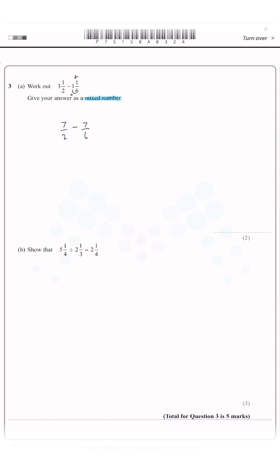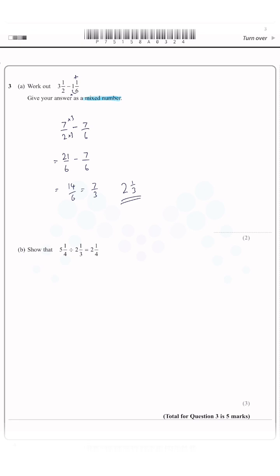Because I need to have a common denominator, I could use 6 as a common denominator because that's the lowest common multiple of those two numbers. So I need to times the first fraction by 3 to make it into a denominator of 6. That gives me 21 over 6 minus 7 over 6, the second one doesn't change. Now because I'm doing this subtraction and the denominator is the same, 21 take away 7 gives me 14 over 6, which simplifies to 7 over 3. Because they asked me for a mixed number as my answer, 3 goes into 7 2 times, gives you a remainder of 1, so it becomes 2 and 1/3. The next question.